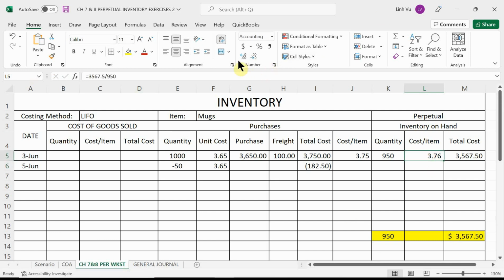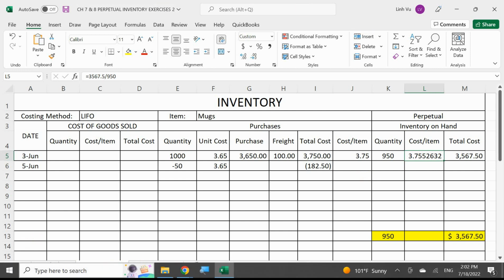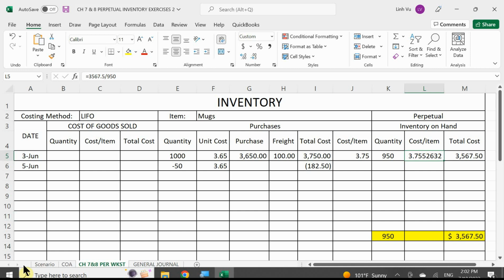3.75526316. Okay, awesome. All right, so that's my new cost per item for this particular batch of inventory because I had to make the necessary adjustments accordingly. That means I now have 950 units, giving me a grand total of $3,567.50. Now that I have that, I need to see what happened next.